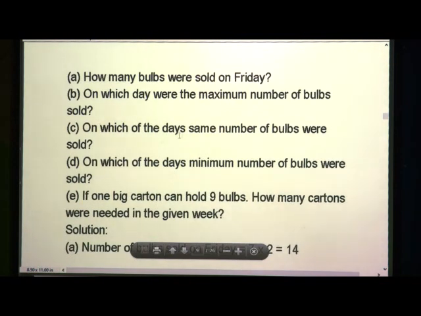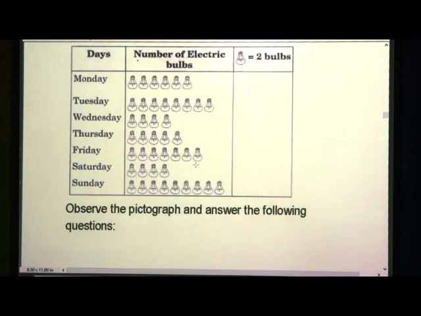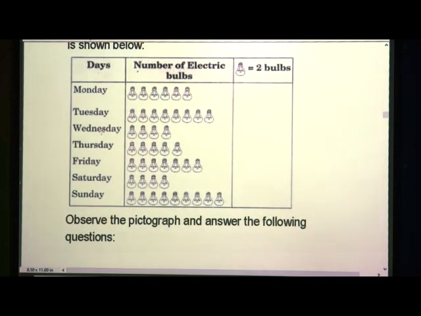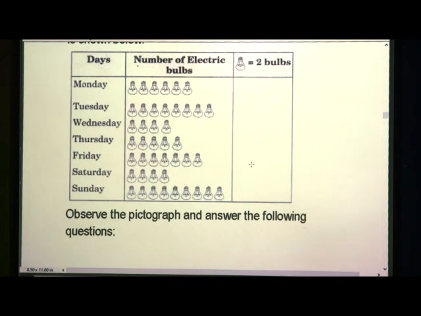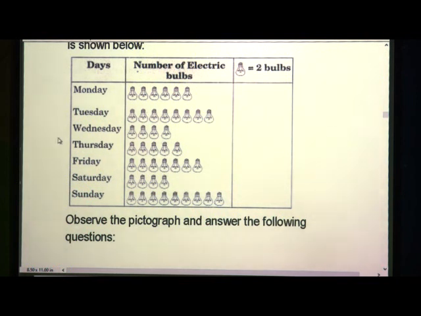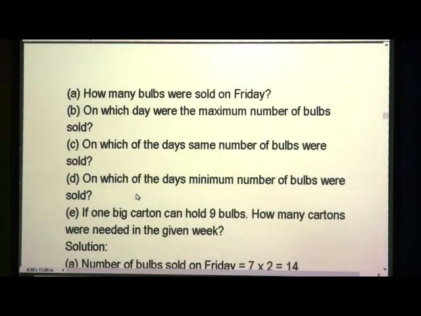Next, on which days were the same number of bulbs sold? Now, see, Wednesday and Saturday. So, we have here 4 bulbs, 4 2s are 8. So, 8 bulbs were sold. It means the same number of bulbs were sold on Wednesday and Saturday. On which days were the minimum number of bulbs sold? We can easily find that on Wednesday and Saturday the minimum number of bulbs were sold, that is 8.